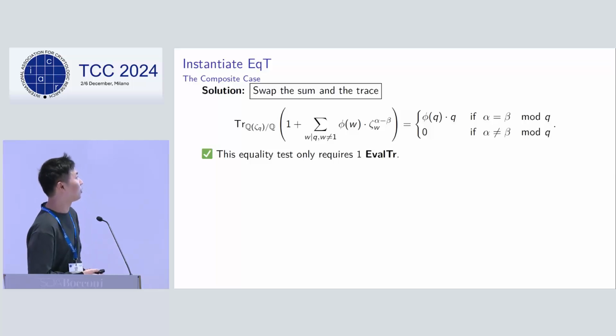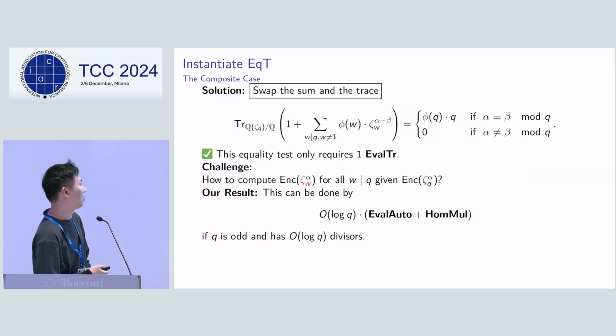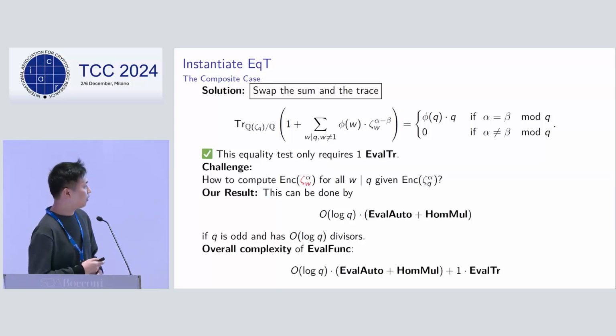There's also the challenge that we need encryptions of subring elements. And our result is that this can be done within logarithmic complexity if Q is odd and has logarithmic divisors. So the overall complexity of the function evaluation could be like this. There's one problem left: what's the complexity of the trace evaluation?